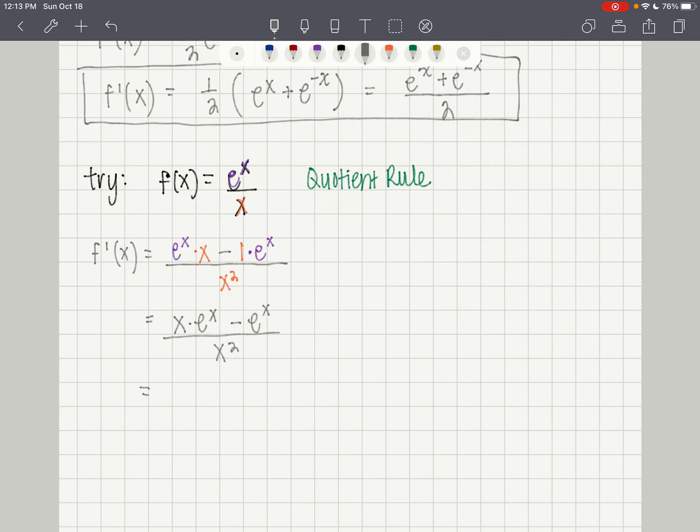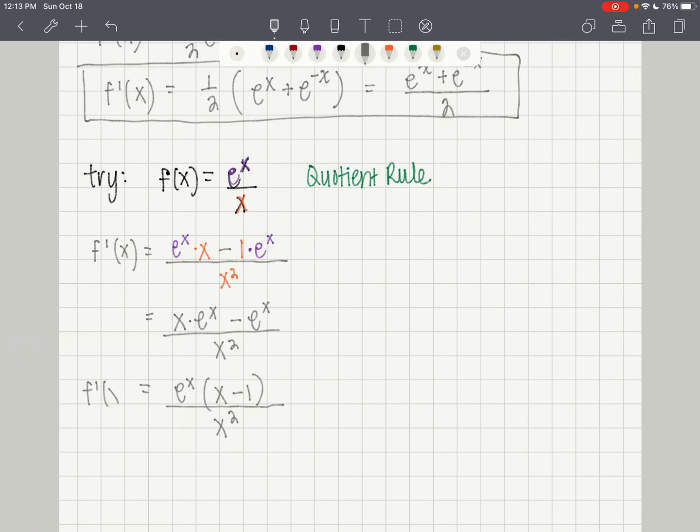So I think that we can take out an e to the x for sure. E to the x, and that's going to leave us x minus 1 in the numerator all over x squared. It's actually quite a nice way to write the answer, so I'm going to box it because I feel pretty comfortable about that.